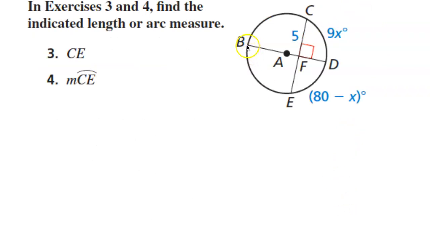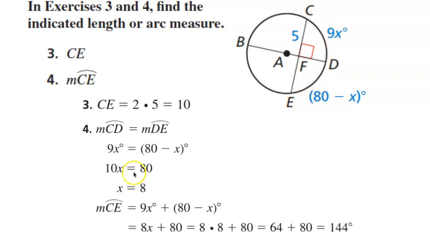All right, what do we have here? This is a diameter. It's perpendicular to this chord, so it cuts this chord in half, and it cuts this arc in half. So if CA is 5, I know EF is also 5, and then CE total would be 10. And then to solve for CE, this whole arc, I first have to solve for x by setting 9x equal to 80 minus x. Solve for x, take that 8, plug it in here, and plug it in here. And your total is 144, because each angle by itself was going to be 72.